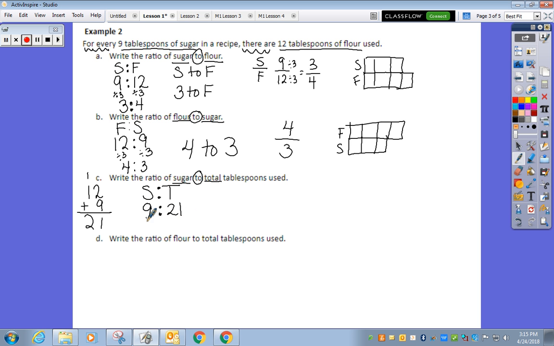Now once again, stop and check to see if this is in simplest form. 9 and 21 can both be divided by 3. So I'll divide them both by 3 and get 3 to 7. So again, I can write that with the word "to" instead. I can write it as that fraction, 3 to 7, or I can do my tape.